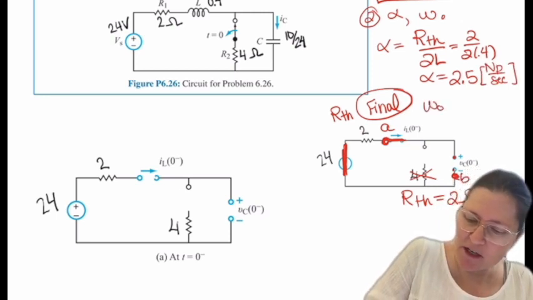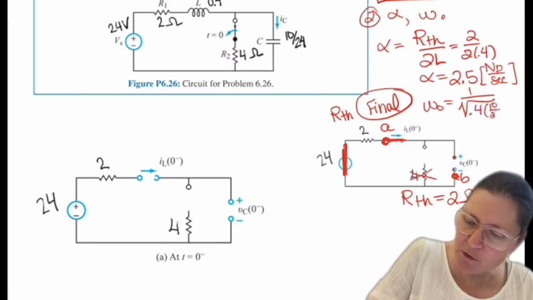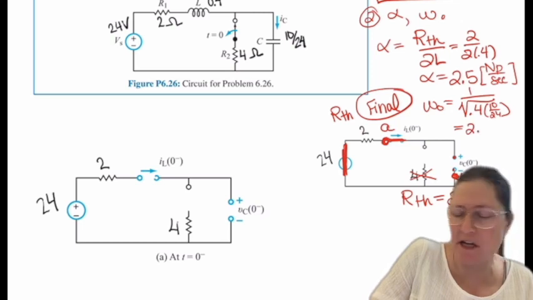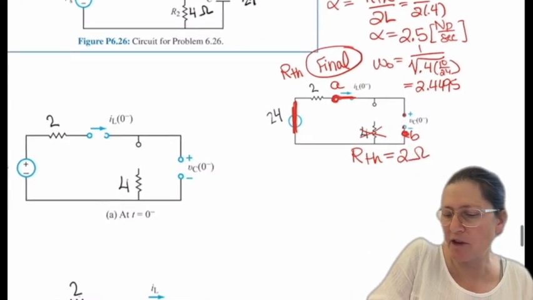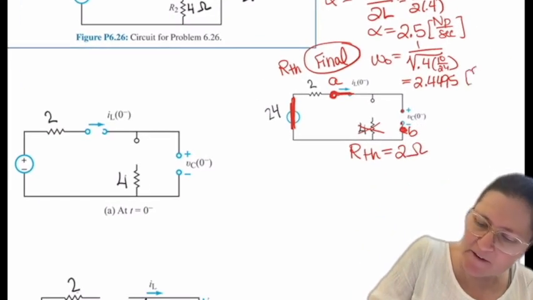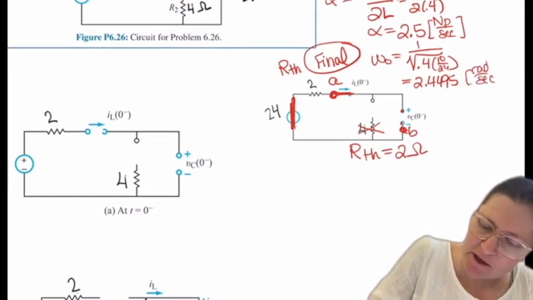And then omega naught is 1 over the square root of 0.4 and 10 over 24. And that is 2.4495. And the units for that? Radians per second. Correct. Radians per second.